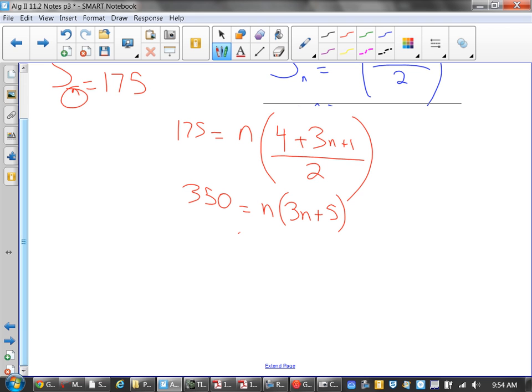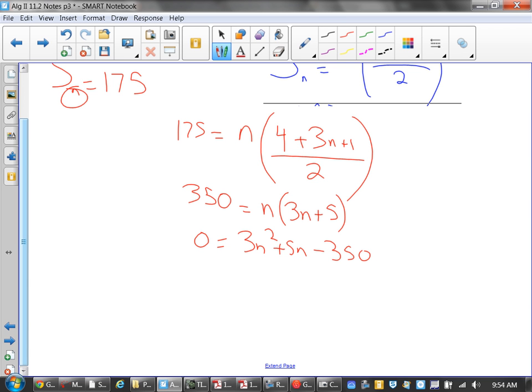Distribute out, we get 3n squared plus 5n. I know everybody's going, wait, why are you squaring? I'm distributing. And can I set the left side equal to 0? Yeah, I have the minus 350. Great. This is great, isn't it? This is so much fun.